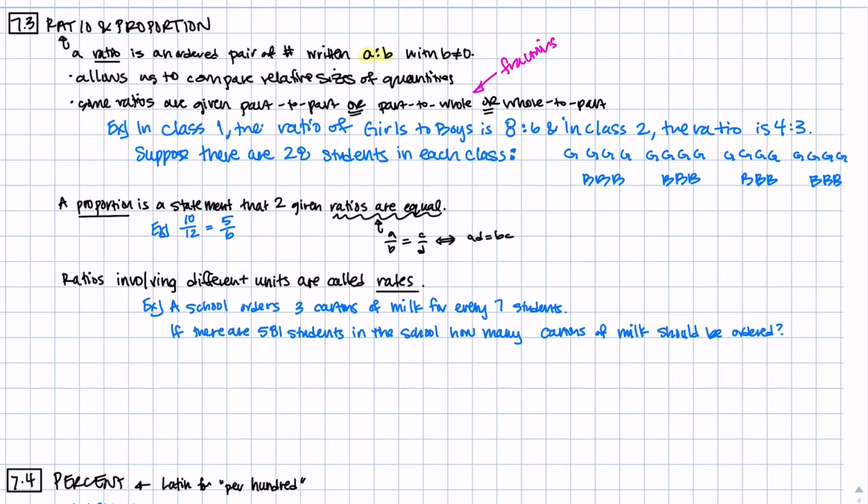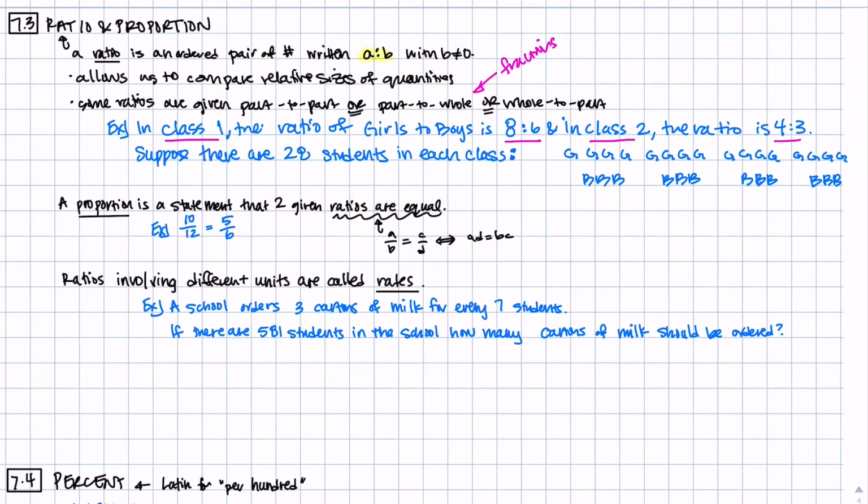For example, let's say we have a class of students, and we know that the ratio of girls to boys in the class is 8 to 6. So in this example, we're going to talk about two different ratios explicitly. In class 1, the ratio of girls to boys is 8 to 6. So that tells me there's 8 girls for every 6 boys. In class 2, the ratio of girls to boys is 4 to 3. So there are 4 girls for every 3 boys.